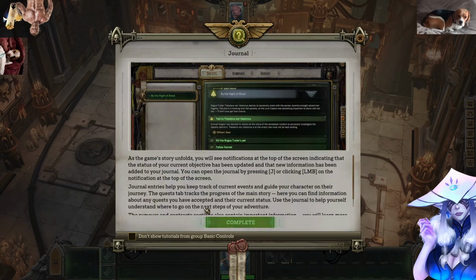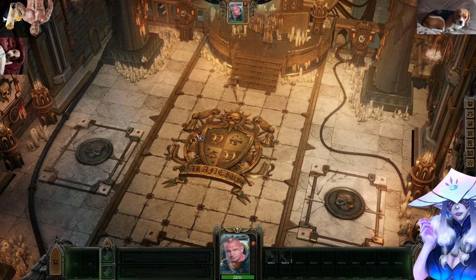Okay. As the game story unfolds, you will see a notification at the top of your screen indicating that the status of your current objective has been updated. Oh, okay, yeah.